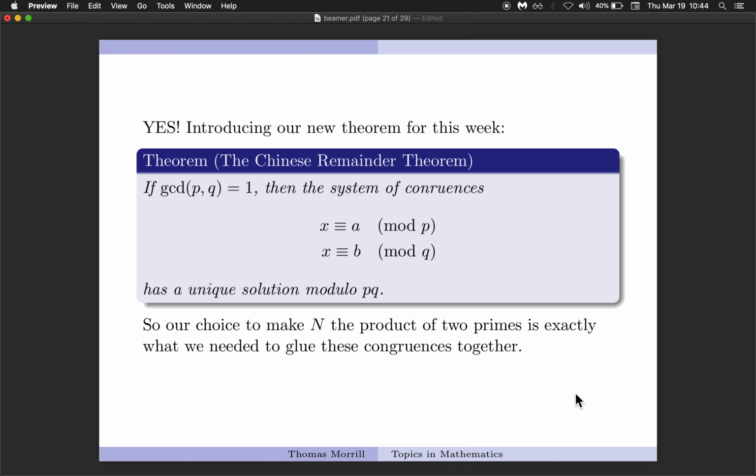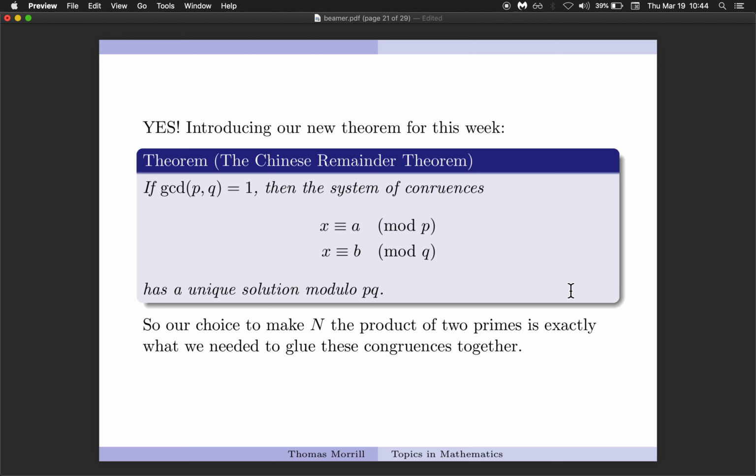So this is the Chinese remainder theorem. The theorem states, if the greatest common divisor of two different integers is equal to 1, so if I have two integers which are relatively prime, then the system of congruences, x is congruent to a modulo p, x is congruent to b modulo q, has a unique solution modulo the integer p times q. So how does that apply for our current situation?